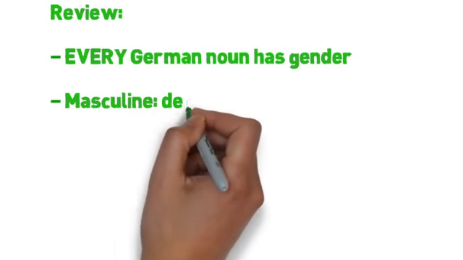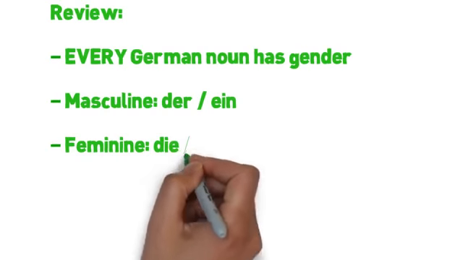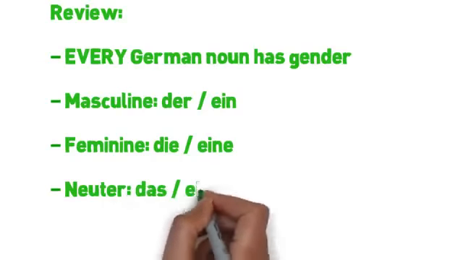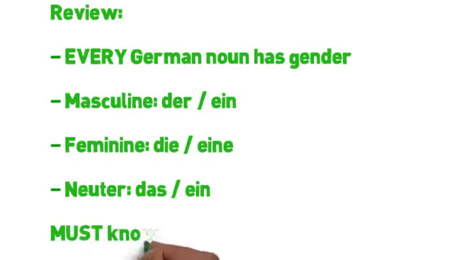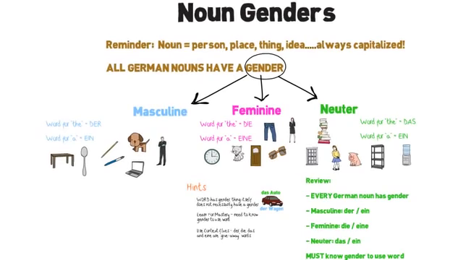Let's review, since this is a tricky topic for English speakers. Unlike in English, every single German noun has a gender, either masculine, feminine, or neuter. With masculine nouns, you'll use der for the and ein for a. With feminine nouns, you'll use die and eine. And with neuter nouns, you'll use das for the and ein for a. Because of this, you absolutely must know the gender of a word in order to actually use it when you speak or write. So it is very important that you learn the word's gender.